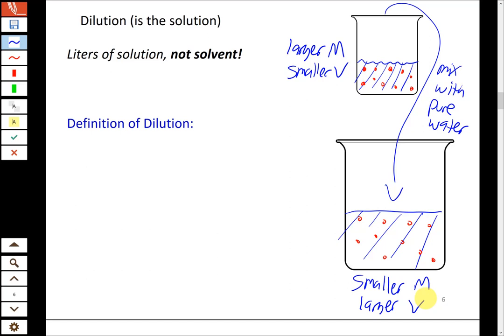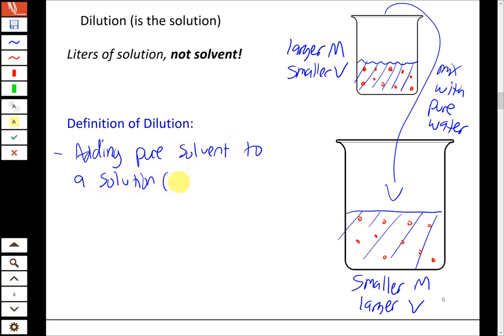Okay? So let's just define that again in words now, write it out. So you're adding pure solvent to a solution or vice versa to change the concentration. So that's what we're doing in dilution. So you're either adding pure solvent to a solution or you're adding a solution to pure solvent. Doesn't really matter how you mix them, and all you're doing is making a lower concentration solution.